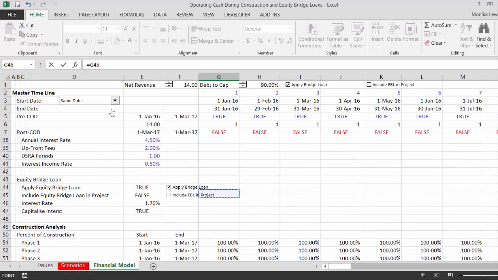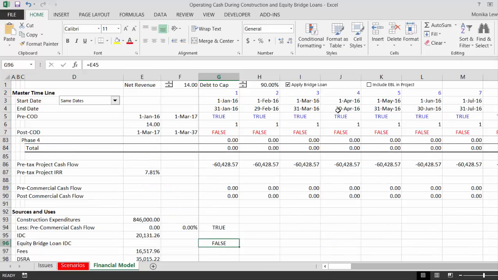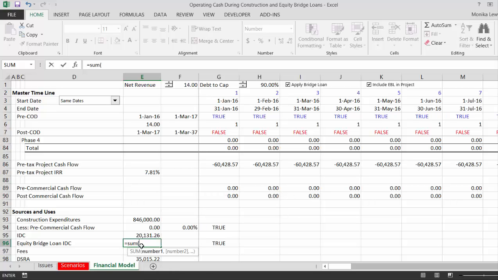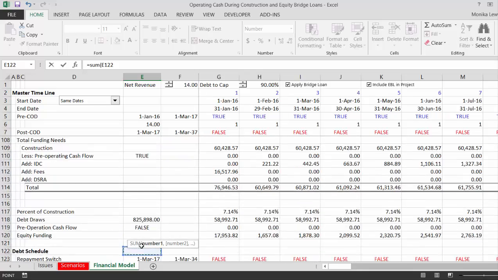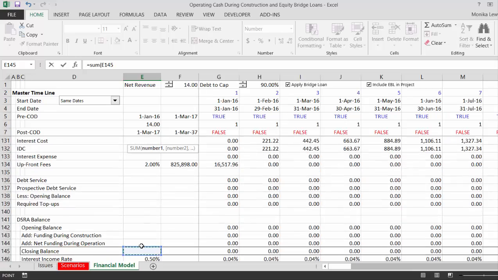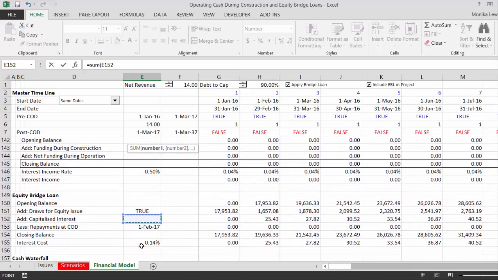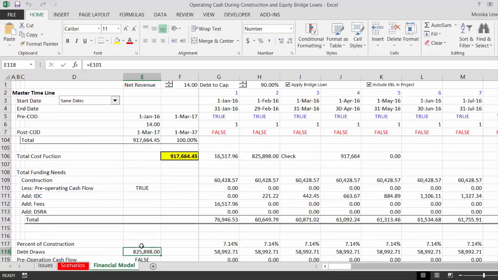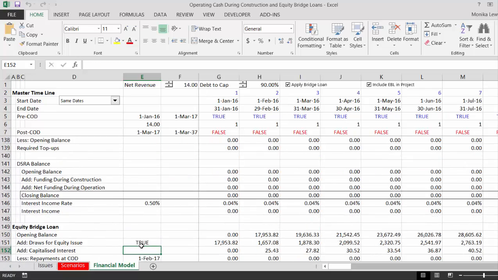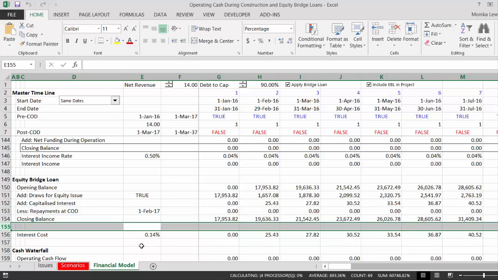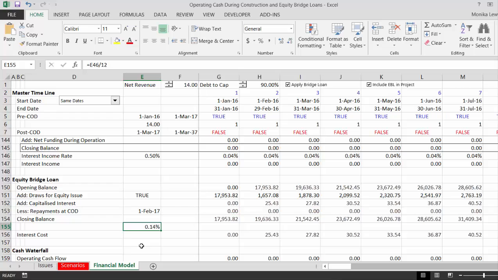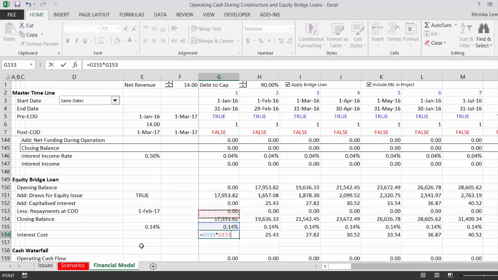So if we include this in the project cost, right now it's false. If we put true, we're going to make the project cost a sum of the interest cost on the equity bridge loan here. Because I'm going to have a problem with this, let me just go back to our equity bridge loan and insert a new line. Let's put the interest rate up here. Okay, Shift Control P, Shift Control R, and then take our interest rate and multiply it by the opening balance.